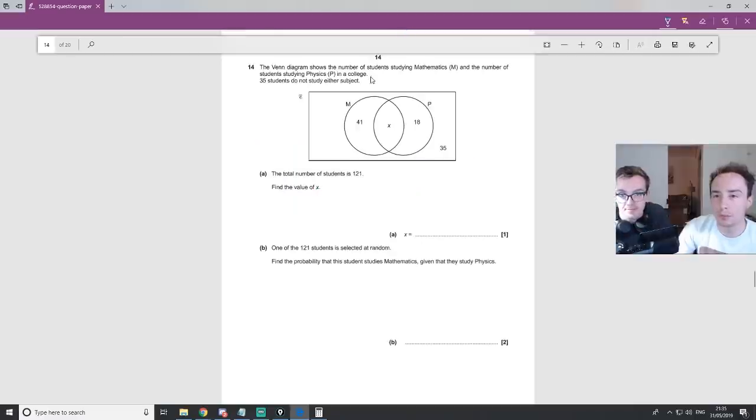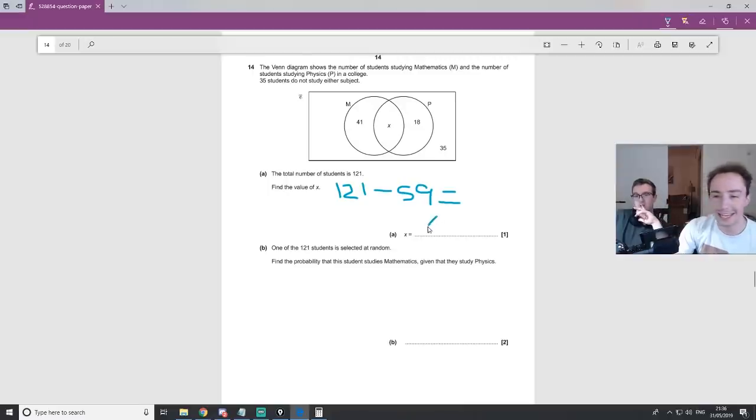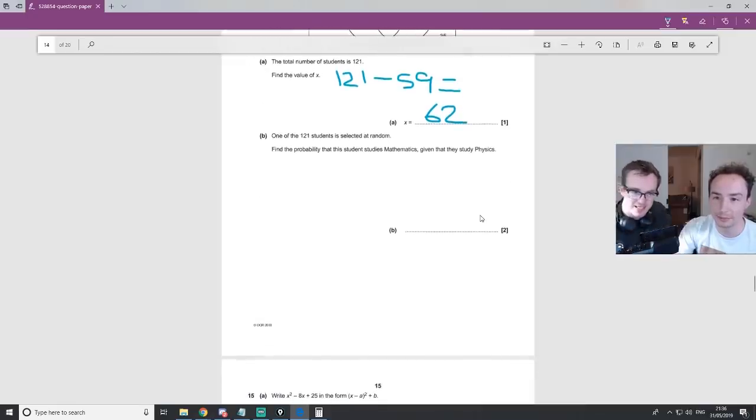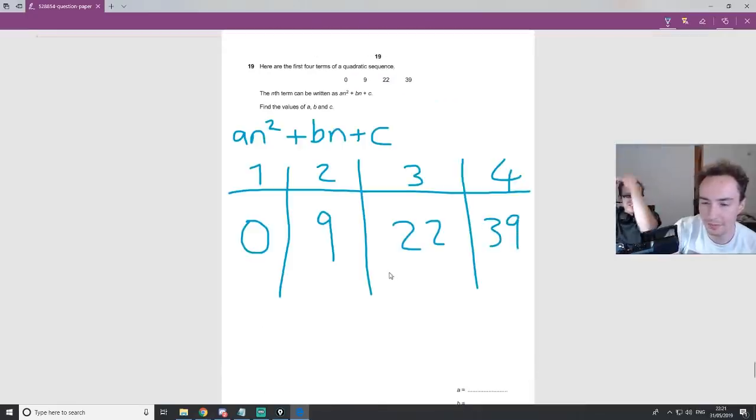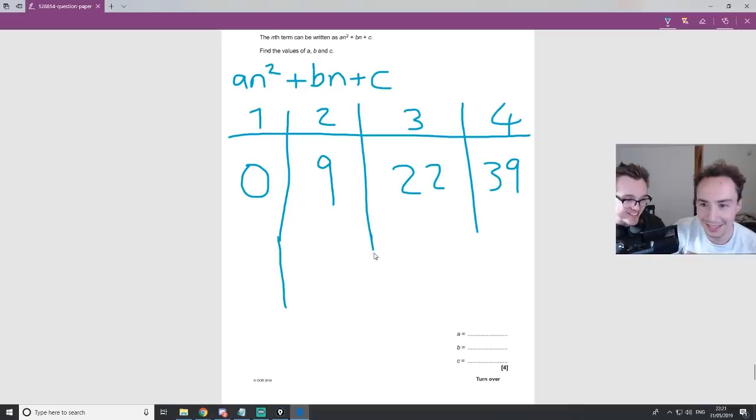The Venn diagram shows the number of students studying mathematics. That's us. Yep. The number of students studying physics. That's the nerds in a college. 35 students do not study either subject. That's the chads. Go on then, what is it? What have we got here? 70, 71, take away 9. It's like 62. It is. It's very similar to 62. It's 39.